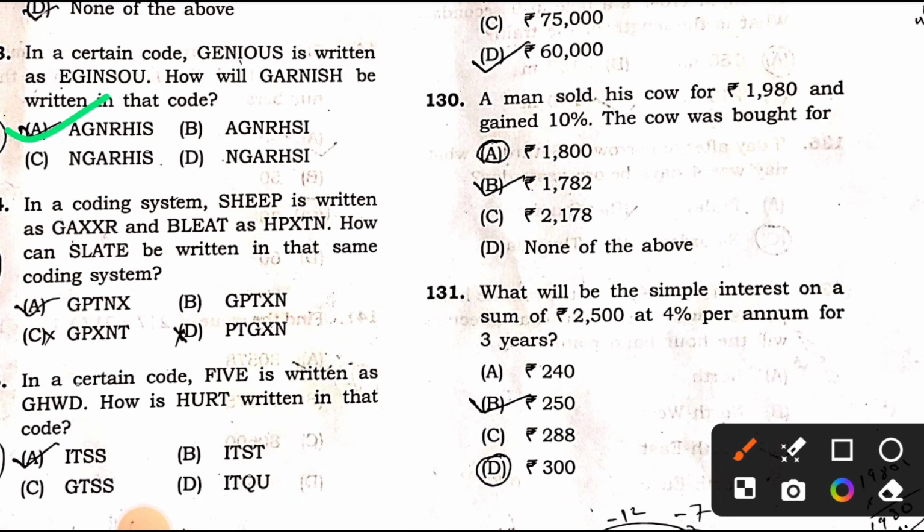In the coding system, ship is written as GAXXR and bleed as HPXTN. How can slit be written in that same coding system? Correct answer is A. GPTNX. In a certain code, 5 is written as GHWD. How is her written in that code? Correct answer is ITSS.